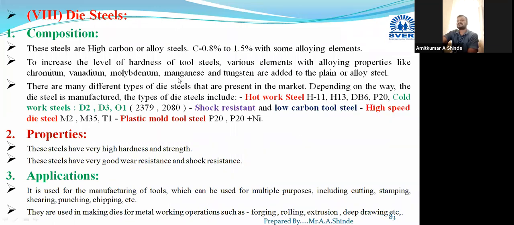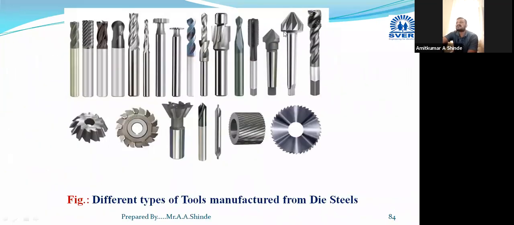Then the die steels. These are generally high carbon steel with alloying elements. High carbon steel with carbon percentage 0.8 to 1.5% with addition of other alloying elements like chromium, molybdenum, vanadium, tungsten. Due to the presence of their respective carbides, these have very high strength and hardness along with very good wear resistance, shock resistance, abrasion resistance, and high cutting ability. Due to their high cutting ability, lots of tools used for cutting, stamping, shearing, punching operations, like different kinds of files, taps, drills, reamers, and different types of cutters are manufactured with the help of the die steels.